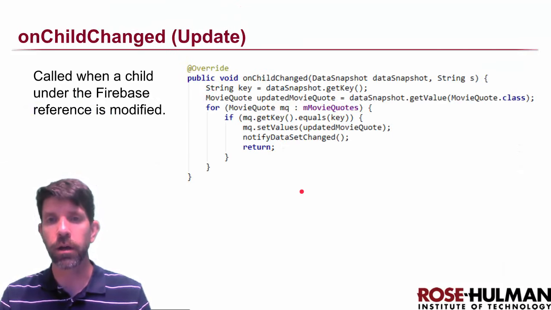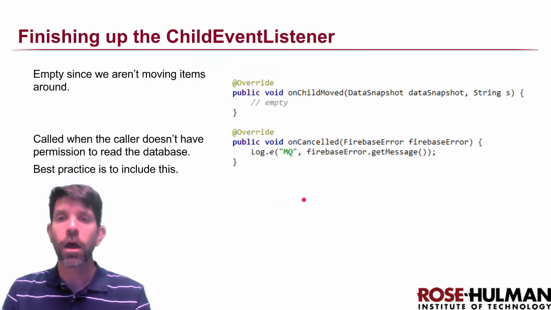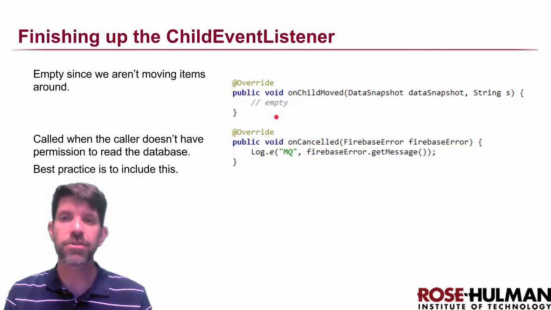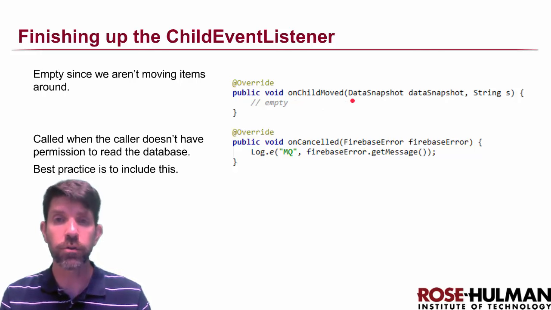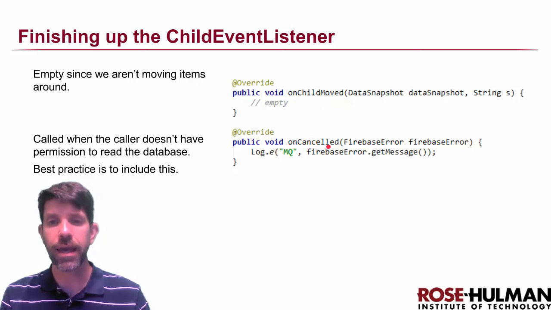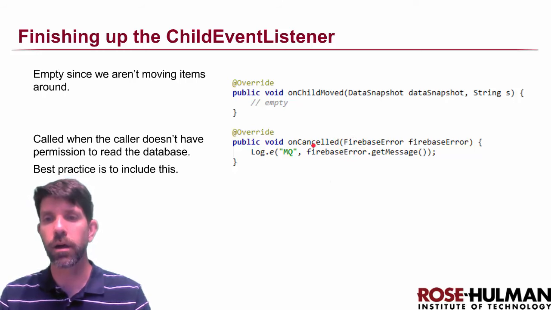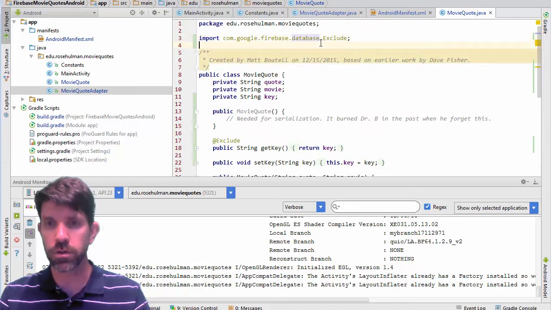We had our update code here. So I'm going to continue on. We've made our changes. We've demonstrated them. A couple more things, right? We should probably finish up the child event listener, and really, there's not that much to do. We're not moving items around or anything like that, so I'm not going to implement onChildMoved. And then, onCancelled, it's probably good at least to log it, right? If it cancels with an error. So just for the sake of completeness, we'll do that.